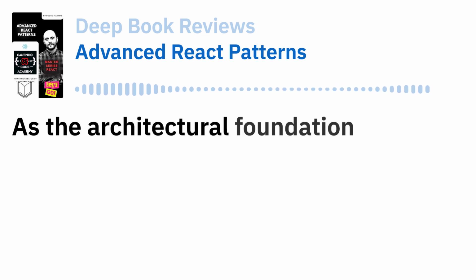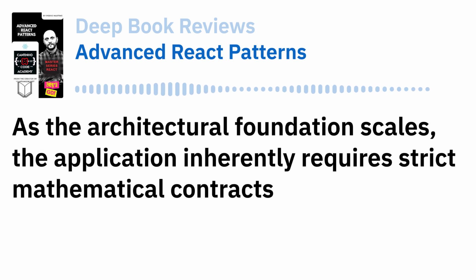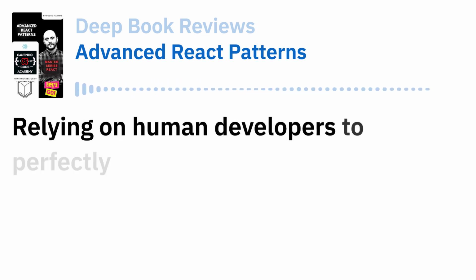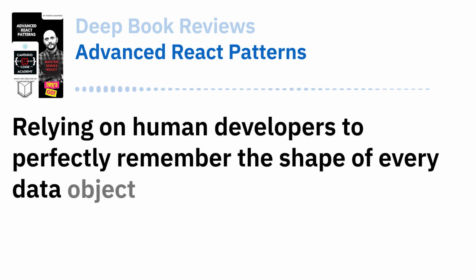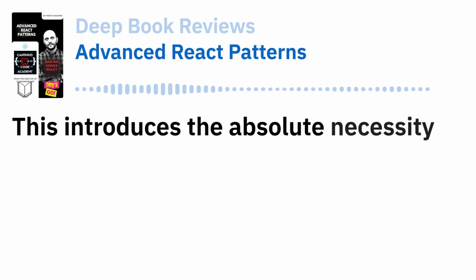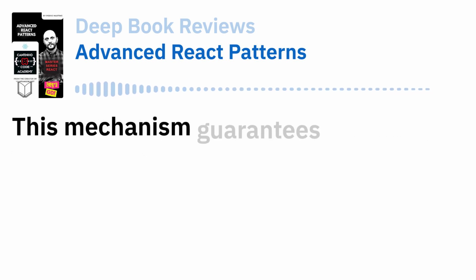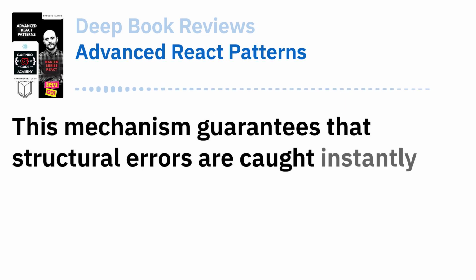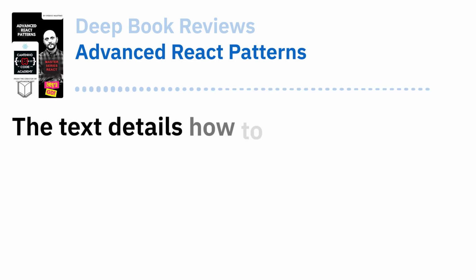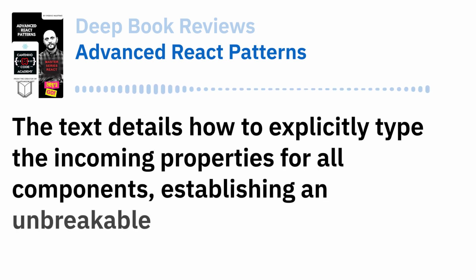As the architectural foundation scales, the application inherently requires strict mathematical contracts to prevent critical runtime errors. Relying on human developers to perfectly remember the shape of every data object is an engineering failure. This introduces the absolute necessity of TypeScript, which provides rigorous compile-time type checking. This mechanism guarantees that structural errors are caught instantly by the code editor long before the application is compiled. The text details how to explicitly type the incoming properties for all components, establishing an unbreakable contract.